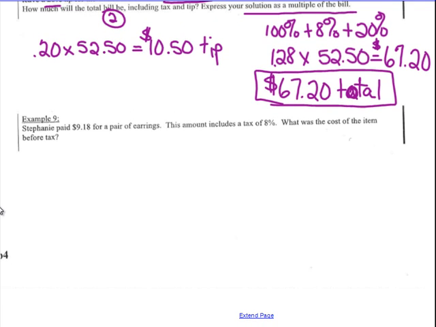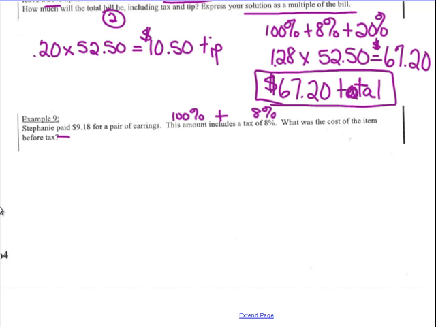Last question. Stephanie paid $9.18 for a pair of earrings. This amount included the tax. So she's paying all of whatever the earrings cost, plus it included the tax. So she paid 100% for the earrings, plus the 8% for the tax. So she paid 108%. What was the cost of the item before the tax? So what's the original cost?